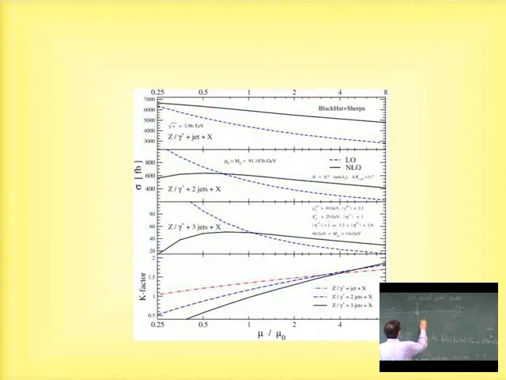The other aspect that I haven't shown you, but that I can give you a cartoon of. So one of the contributions that one has are the virtual corrections.